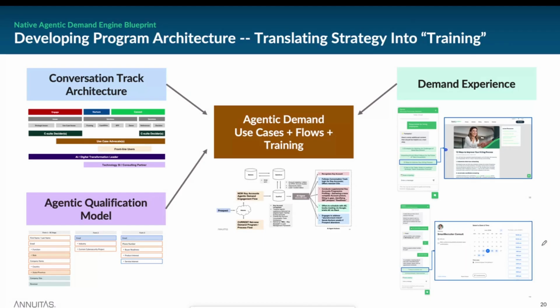So we see these elements coming together: conversation track architecture, agentic qualification model, demand experience, in a demand engine in a very different way than in the past, where all of this composites to really define a couple things. One, agentic demand use cases, flows, and then ultimately the translation of this is to then training the agent for these use cases, for these flows, for these situations, instead of a static experience, static journey, static qualification, that we're setting the stage for a dynamic model and training to that.